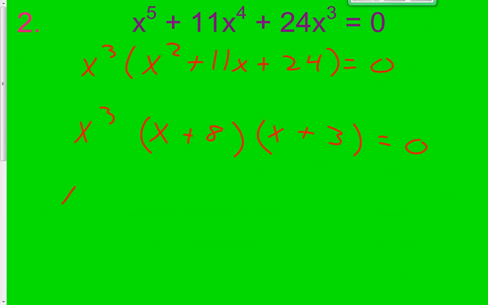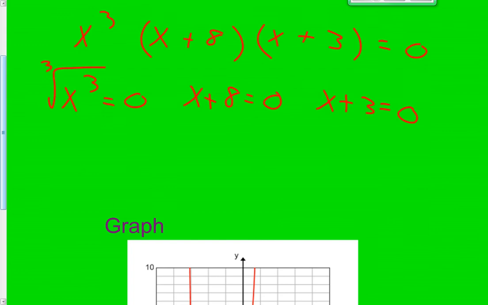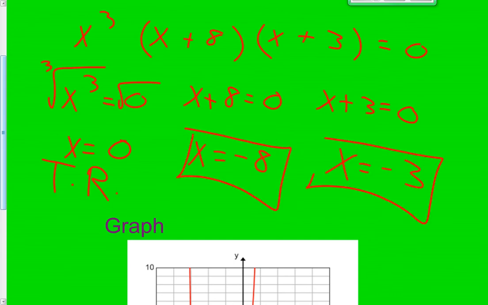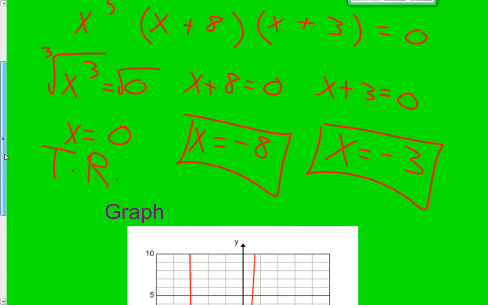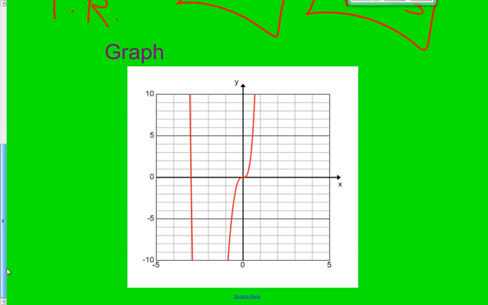So our roots, x cubed equals 0. X plus 8 equals 0, and x plus 3 equals 0. So now when we cube root both sides, we get x equals 0 again, except this time it's a triple root. You'll see what the triple root looks like when I reveal the graph down below. The other two are x equals a negative 8, and x equals a negative 3 when I subtract 8 and subtract 3. So it crosses at a negative 8. My graph doesn't show this one.